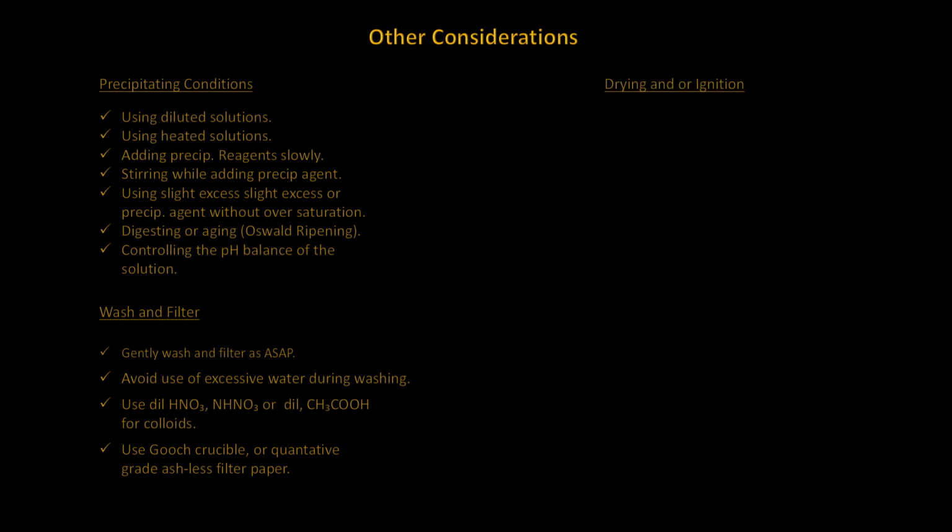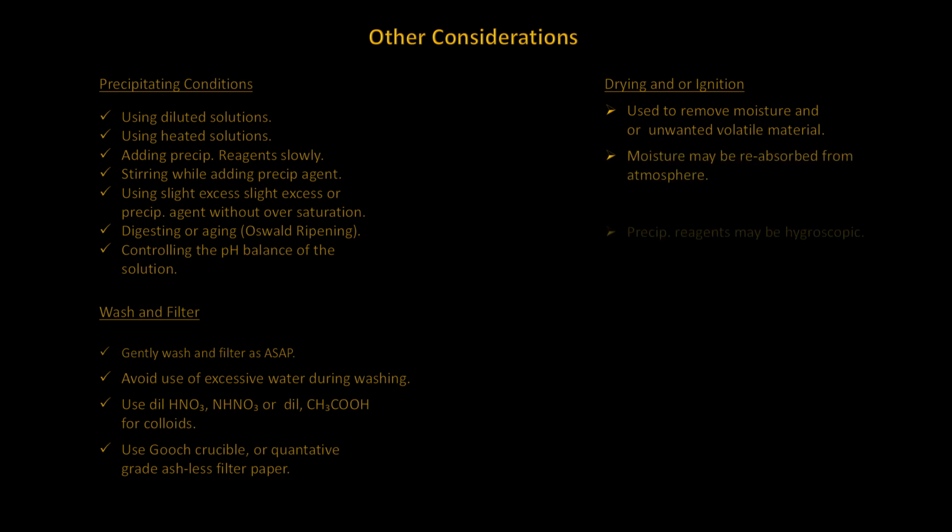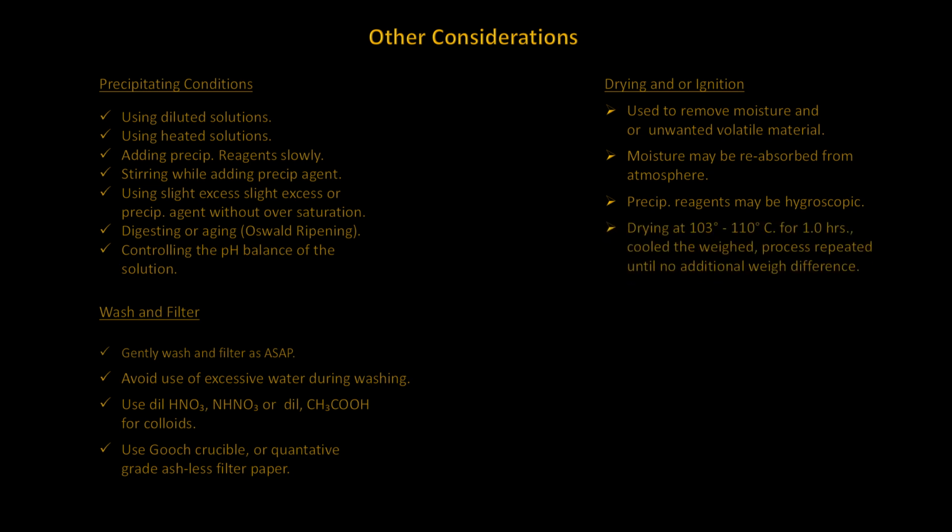As for drying and/or ignition, this is carried out to remove moisture and/or other unwanted volatile material. It must be understood that moisture may be reabsorbed into the sample from the surrounding atmosphere. Precipitating reagents may be hygroscopic, meaning that they have the tendency to absorb moisture. Drying is done by the use of drying ovens at temperatures between 103 and 110 degrees centigrade for an hour. They are then cooled in a desiccator to room temperature, and then the whole process is repeated for 30 minutes, reweighed and repeated until there is no significant difference in weight.